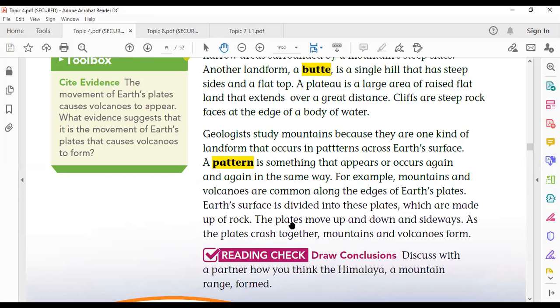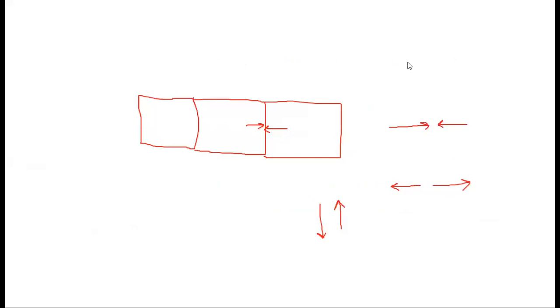هاي الصفائح البليتس دائما بتتحرك لكن حركتها بطيئة جدا. The plates are always moving up, down, sideways, like this. The plates move like this, up or down or sideways. Sometimes they move like this, okay? Or sometimes they crash together.